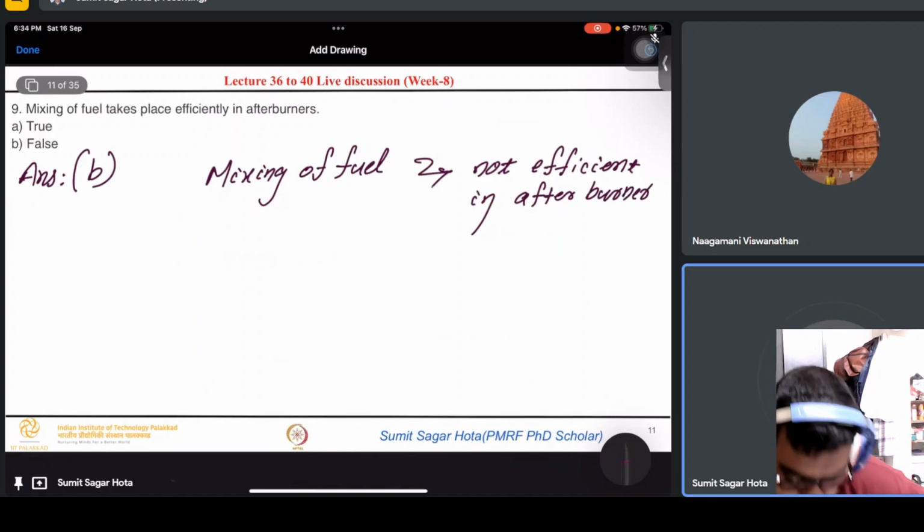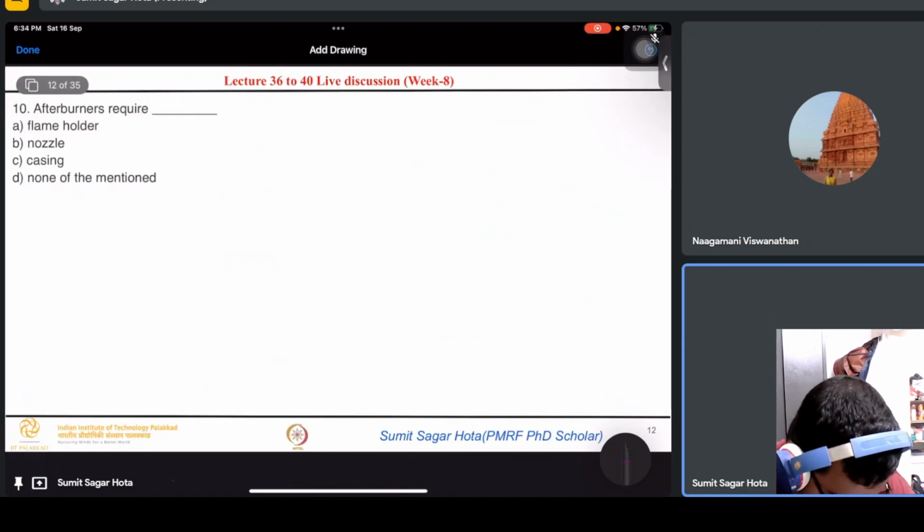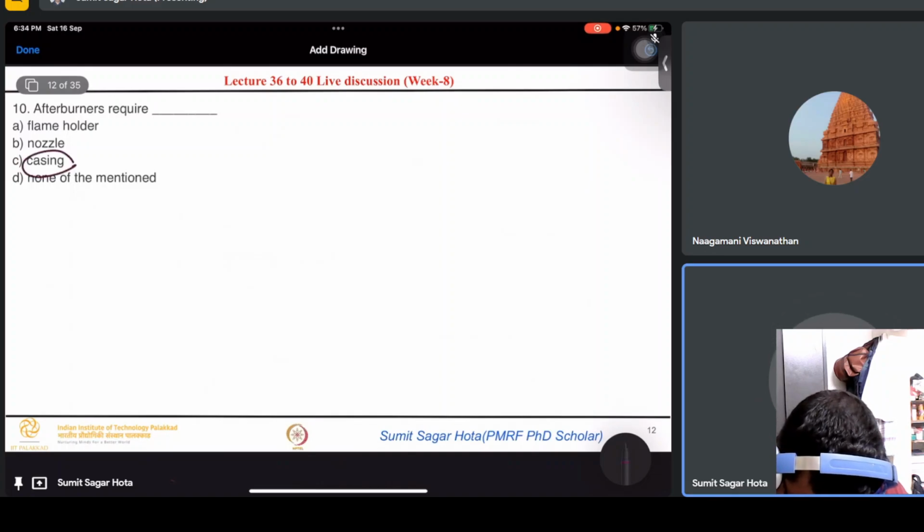Okay, maximum fuel not efficient in what? Afterburners. Now afterburners require what? Very common term. Afterburner casing is a part of afterburner, so it does not require casing. Casing is already there in afterburner, so casing cannot be the case. None of the mentioned there, then why is this question there? So it's not the case.